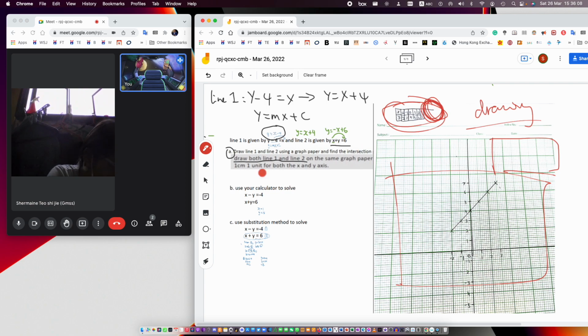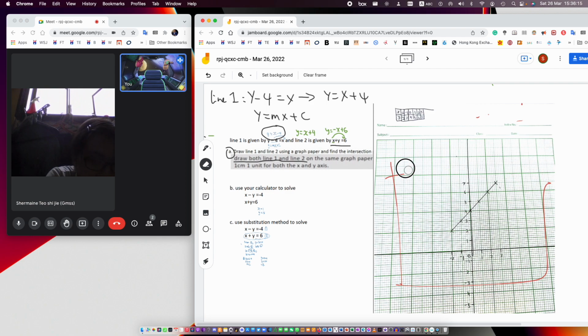Okay, so actually your table is correct. That's why your line is also correct. It's supposed to be y equals x plus 4. So when x equals minus 2, y is equal to 2. So your table is correct. If you go according to your table, this is the line, correct. So this is line 1, y equals x plus 4.